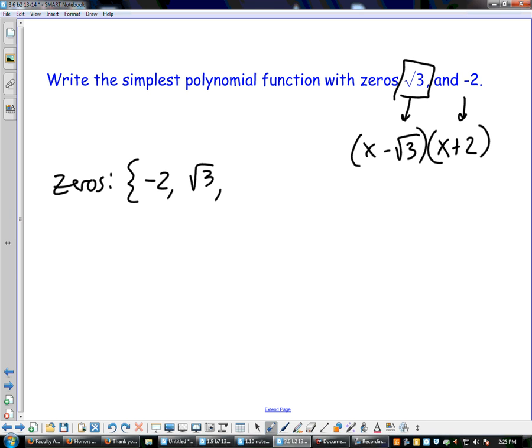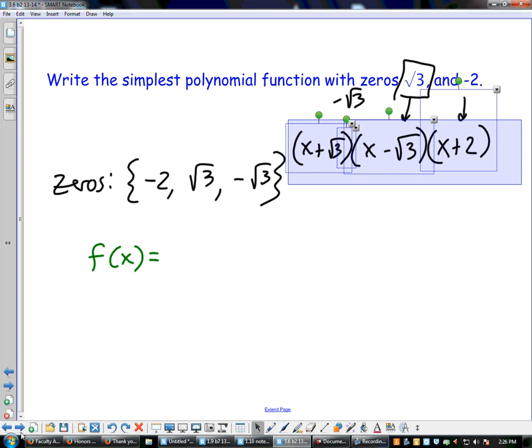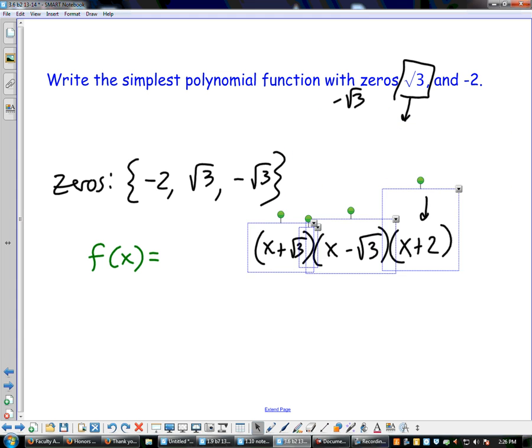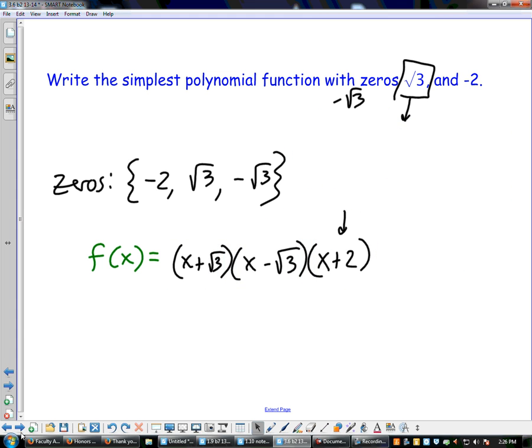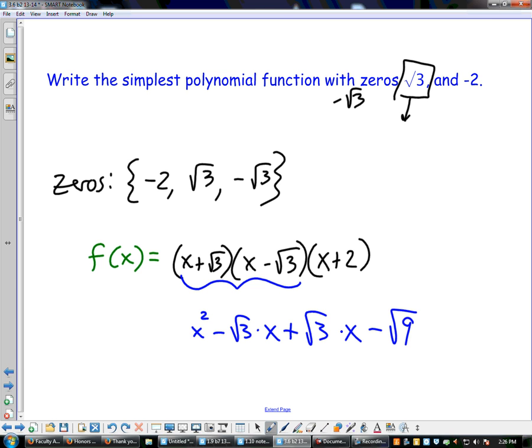but negative square root of 3 is also going to have to be a 0, which means if negative square root of 3 has to be added to this list, then x plus square root of 3 is going to be a factor. So at this point, our function f of x is going to look like just this. All right, all of this together, that is our function. And I would recommend that you multiply out these two first. If you do FOIL on that, you would get x squared minus square root of 3 times x plus square root of 3 times x and minus square root of 9. All right, that's just for this part. And don't forget, we still need to multiply that by x plus 2.